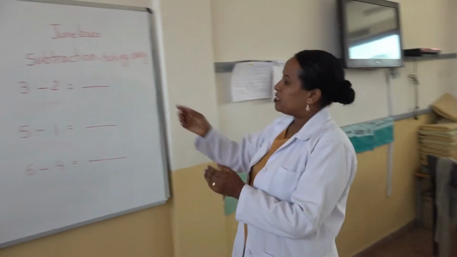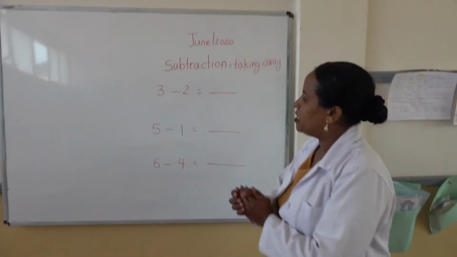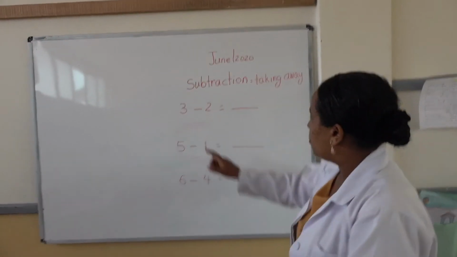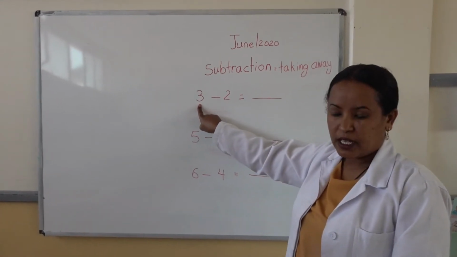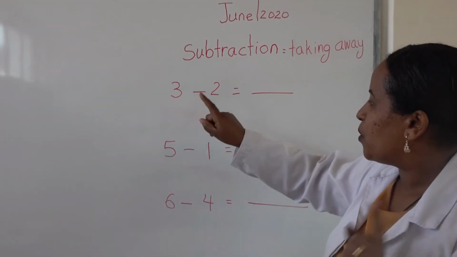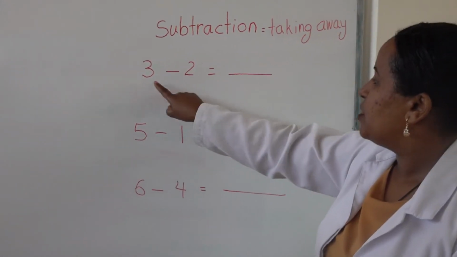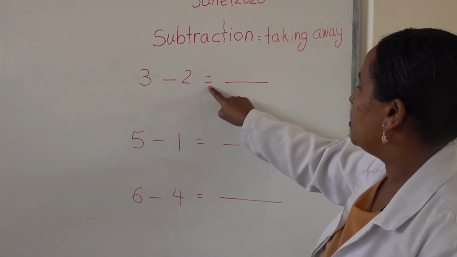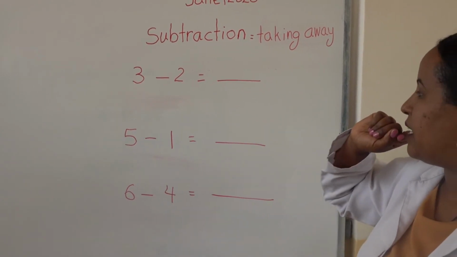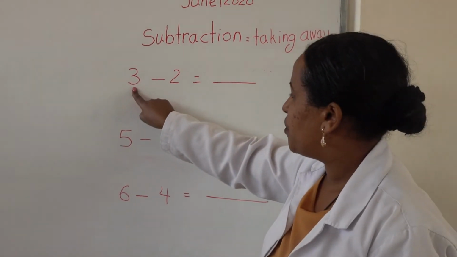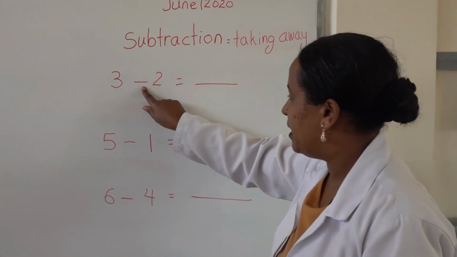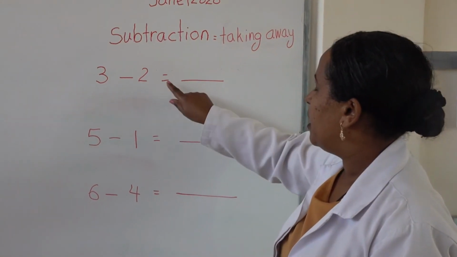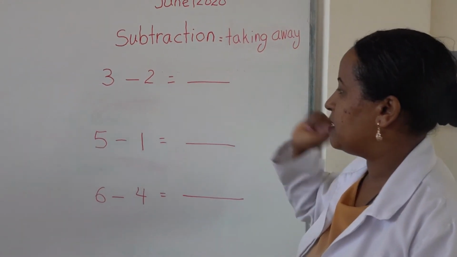Now, let's see here with numbers. What is this number? It's 3, yes? You're going to read after me. 3 minus 2 equals blank. Say it again. 3 minus 2 equals what?